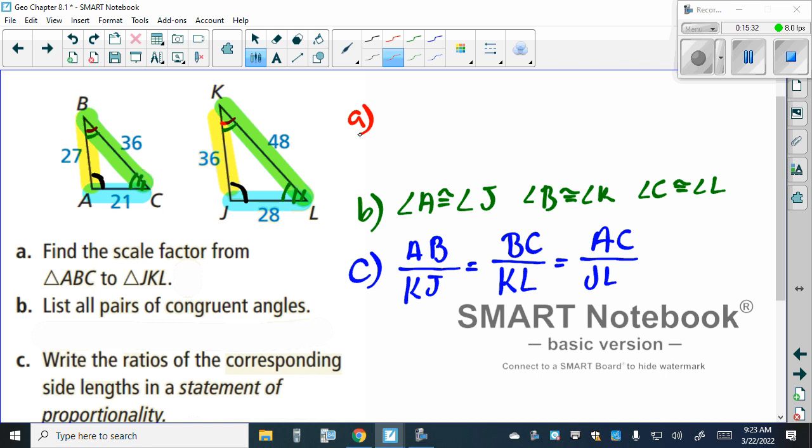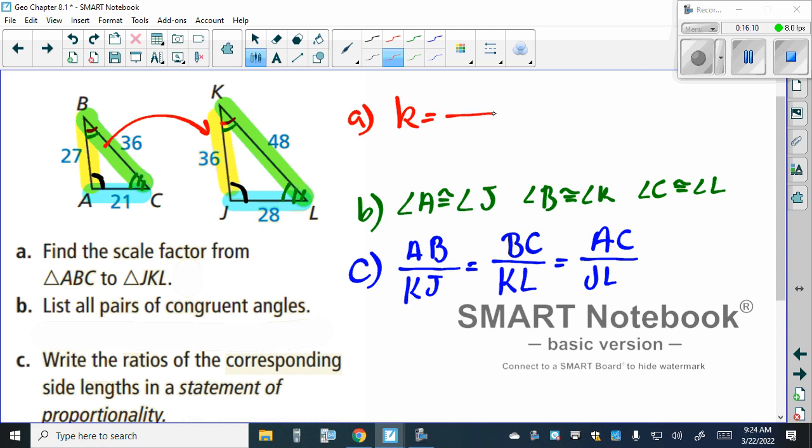And again, since they're similar, the scale factor for any of the sets of the sides will be the exact same. Because if we're scaling something, all the side lengths will be scaled in the same manner. Now we need to see where we're going. We're going from ABC to JKL. So we're going from 27 to 36, or 36 to 48, or 21 to 28. Now is it getting bigger or smaller? Bigger. So we expect whatever our scale factor, which they normally call K, to be greater than 1.